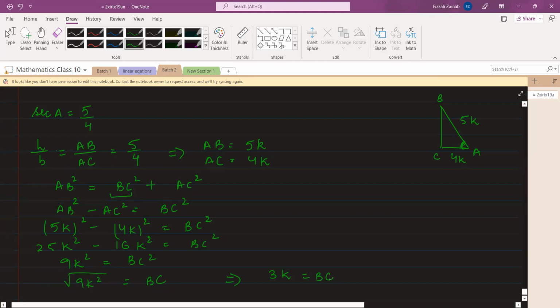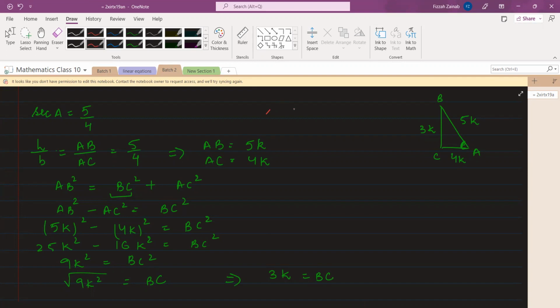BC. So you cannot take minus 3 here because it's a length, it will be positive 3k. So this side is 3k. Right, now you have to verify. So when you have to verify, you have sine, cos and tan, right? So let us find out sine, cos and tan first of all.